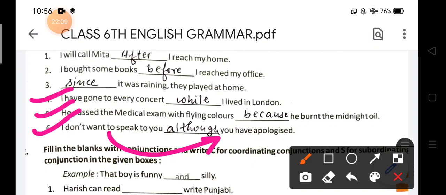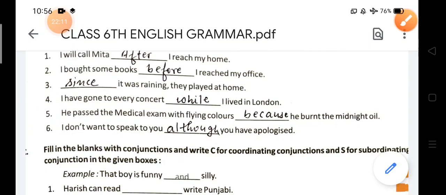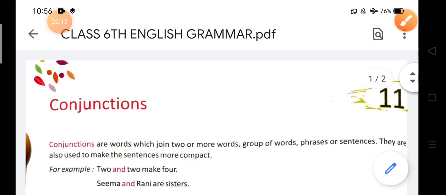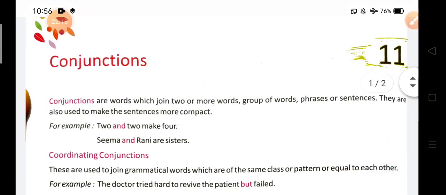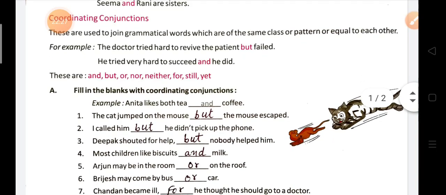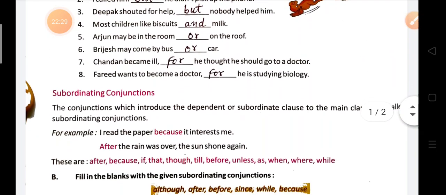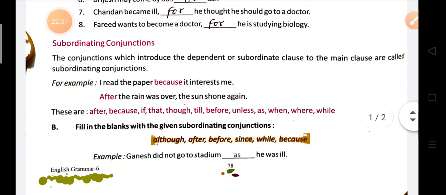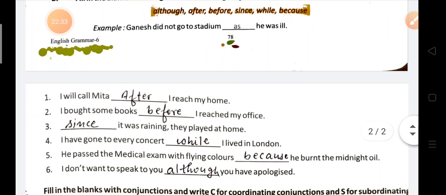So my dear students, I hope that you have understood about the conjunction. What is a conjunction? You have seen that conjunctions are the words which join two words or more words, groups of words, phrases or sentences. And after that, you have two important kinds of conjunctions. First is coordinating conjunction, and you have seen the examples also, and after that subordinating conjunction, and you have seen all the examples.